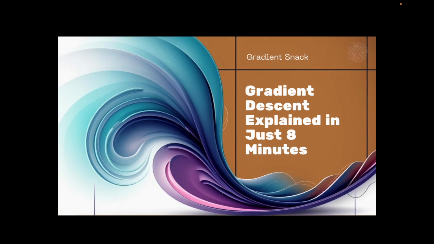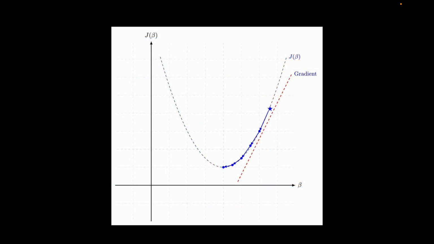Let's break it down. Gradient descent is an optimization technique used to minimize the loss function in machine learning. Simply put, it helps our models get better by iteratively reducing the error between predictions and actual values. Whether you're training a neural network or fitting a line, gradient descent is at the heart of the learning process.